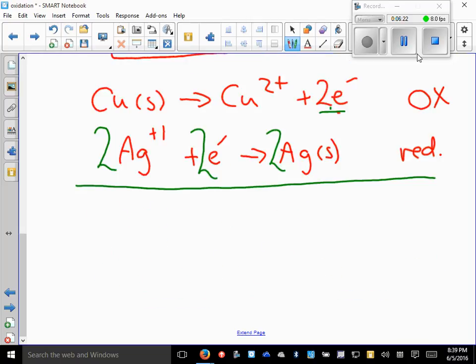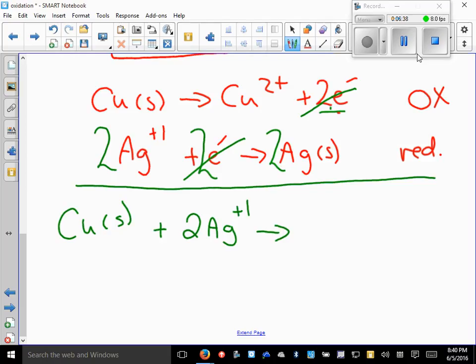Okay. Adding this back together. I have the same number of electrons on both sides, so I don't need to write that. I have Cu solid plus 2 Ag ions goes to Cu2+ ions plus my 2 Ag solid. Sorry, these should both be aqueous. I saw that from before.